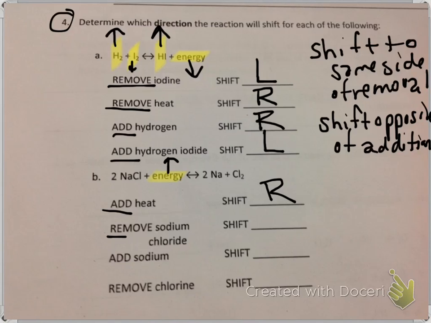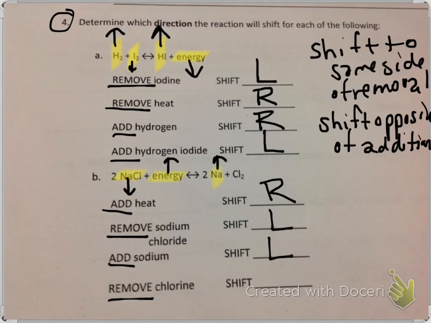Okay, if I remove sodium chloride, NaCl, and I get less of that on this side, I'm going to shift to the same side. Since I'm removing on the left, I will shift to the left. If I add sodium, sodium's right here. So if I'm getting more sodium on the right, I'm going to shift to the opposite side and go left. And the last one is a removal.